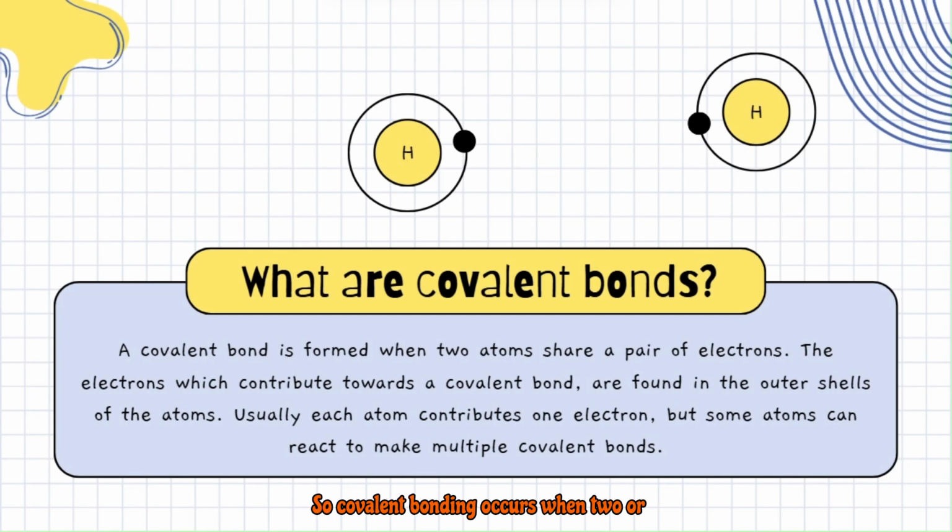So covalent bonding occurs when 2 or more nonmetal atoms share electrons to achieve a stable electron configuration, just like noble gases. Unlike ionic bonding, where electrons are transferred, covalent bonds involve sharing of electrons. Usually each atom contributes 1 electron to form a single covalent bond, but some atoms can share more than one pair of electrons to form double or triple covalent bonds.